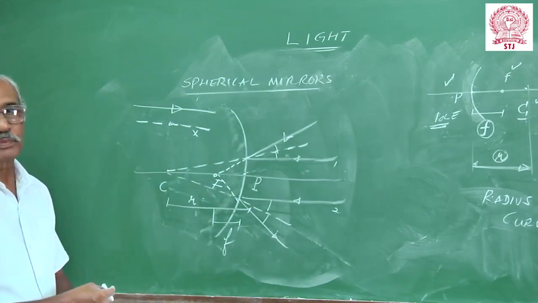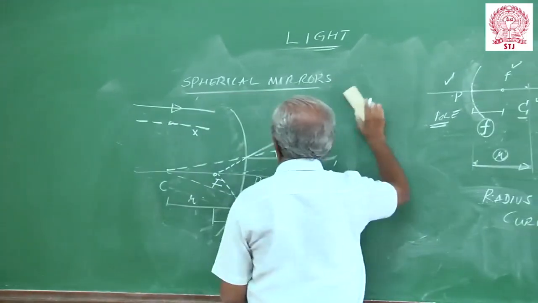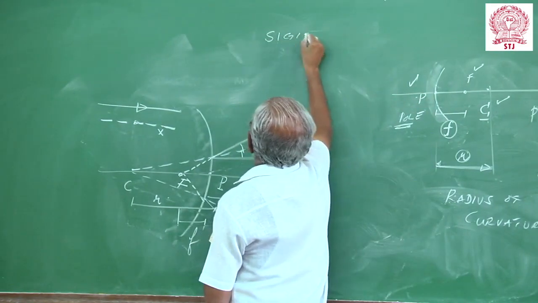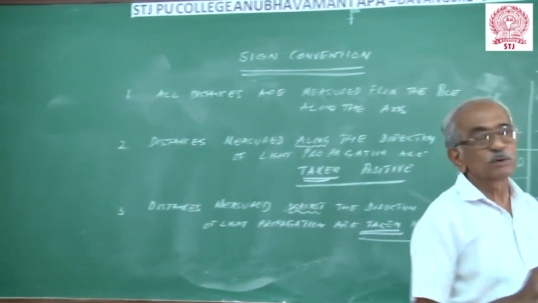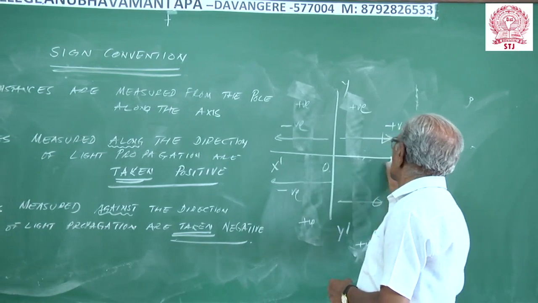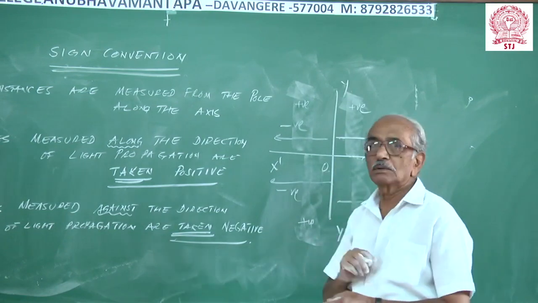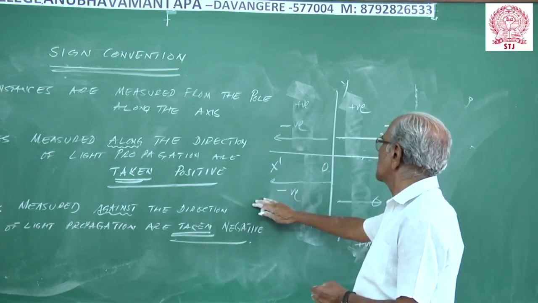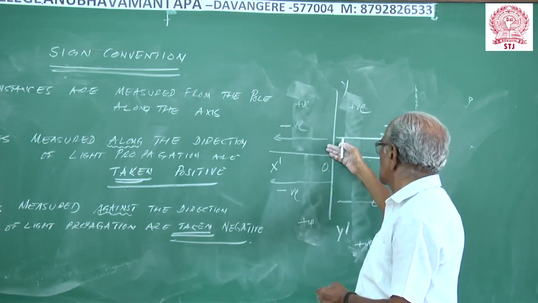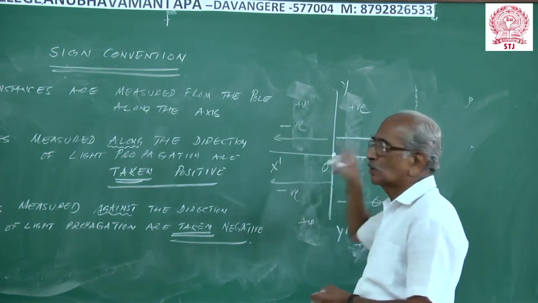Now we have here what we call the sign convention. Sign convention is quite important throughout optics, geometric optics in particular. You must be familiar with the notation used in coordinate geometry or analytical geometry. There, we take distances measured to the right of the y-axis as positive. Distances measured to the left of the y-axis, we take negative. Similarly, distances measured above the x-axis are taken positive. Distances measured below the x-axis are taken negative. All distances are measured from the pole. This is the starting point or reference point, as we call it.